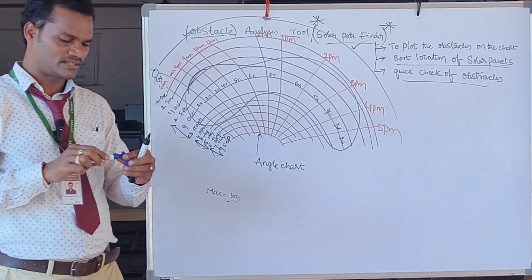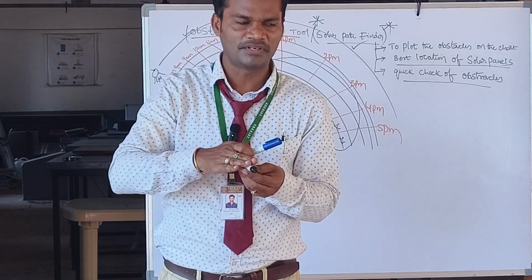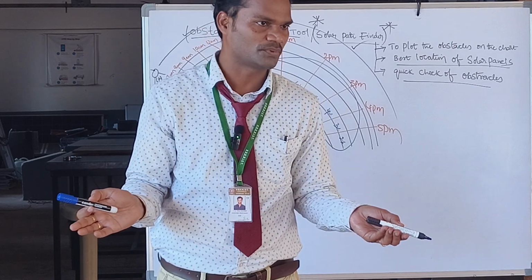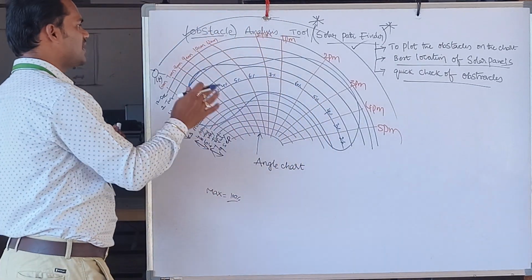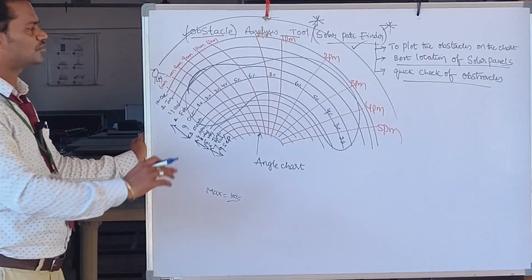For example, you have this pen. Okay, so when the shadow is falling, how will it be? Like shadow, a shaded path. So whenever a shadow is falling, automatically you can understand that that path is not suitable. Okay, so now when you place this solar pathfinder in a solar panel location, it will automatically show.